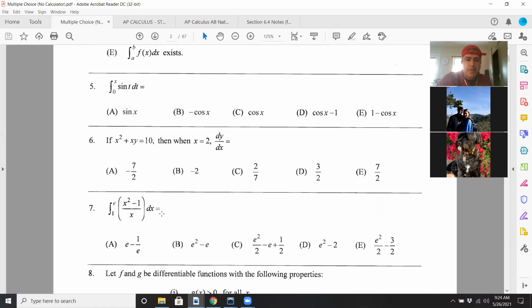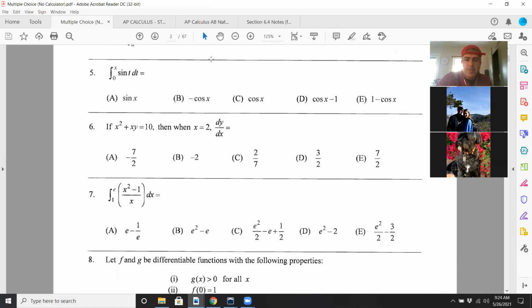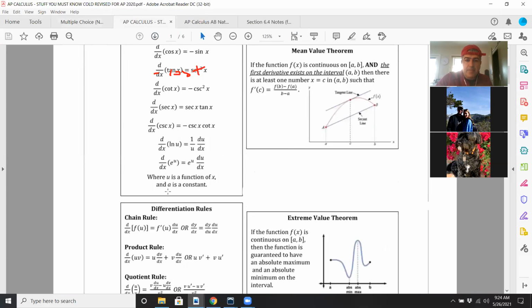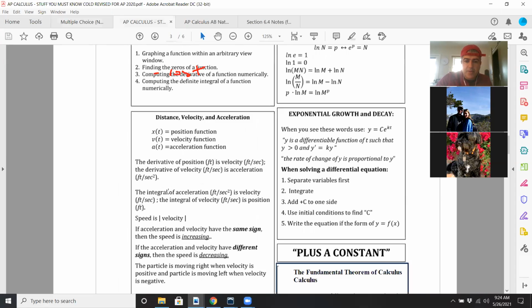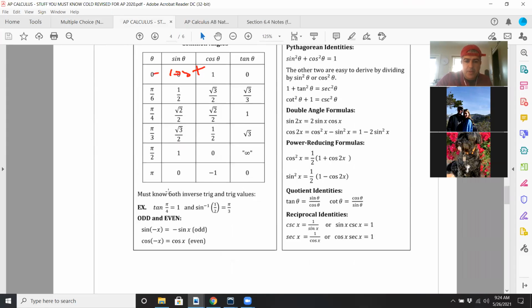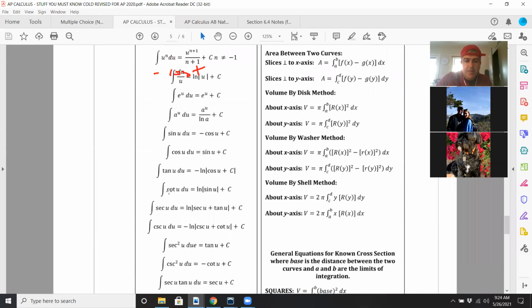Okay, let's keep moving here. Number 5 is definitely an FTC style problem as well. He's doing the antiderivative of sine, which we should know is negative cosine. And again, this cheat sheet is going to be your best friend. You have all the basic derivatives, and I believe all the integrals are here. Yeah, see, it's negative cosine. It says right there, the integral of sine u du is negative cosine u plus c.